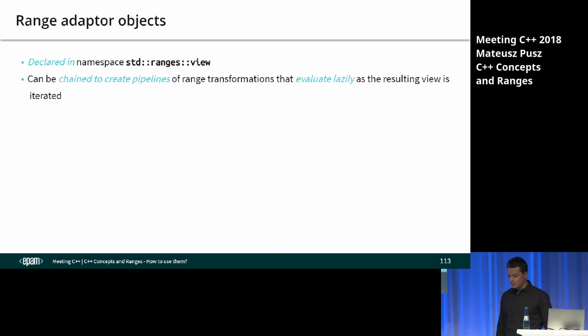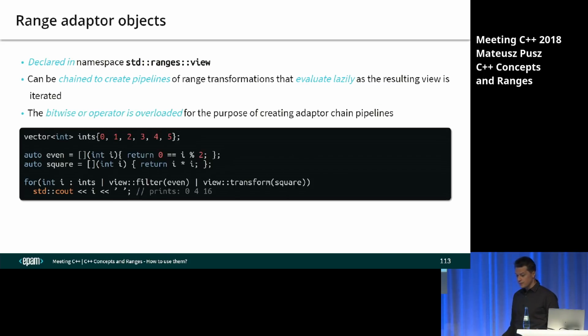So how does it work? Those things are declared in the ranges views namespace. They have pipelines to evaluate lazily over the range, and for this they use the bitwise operator that is overloaded.